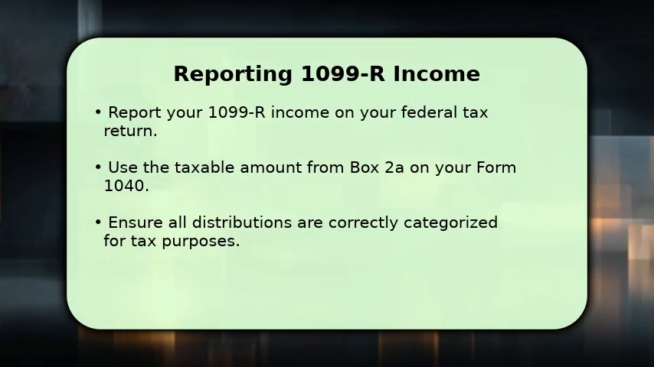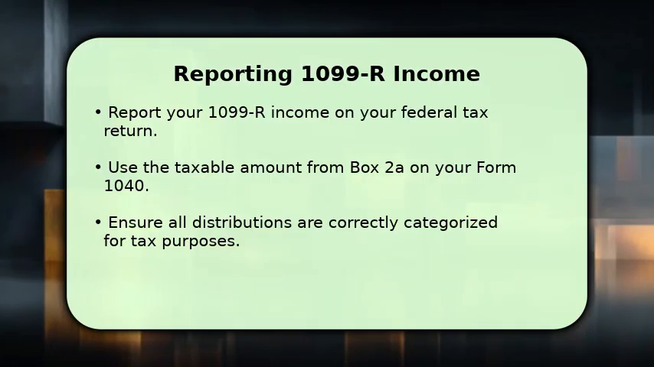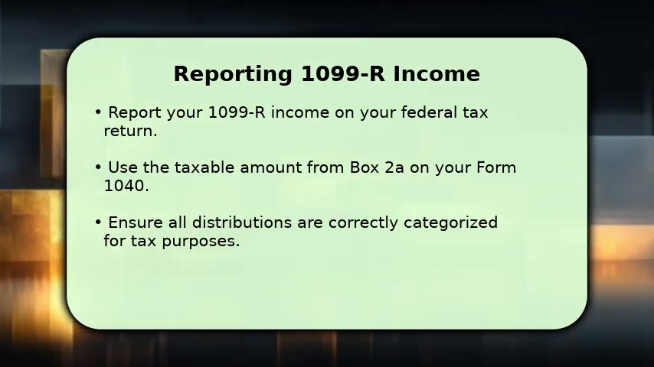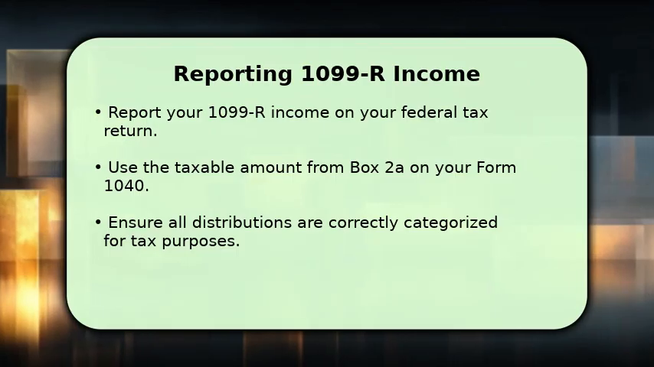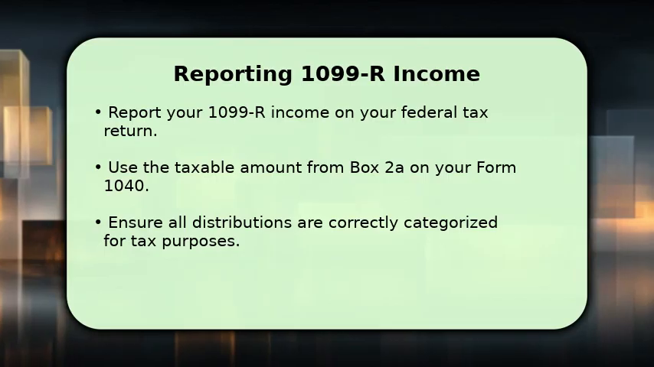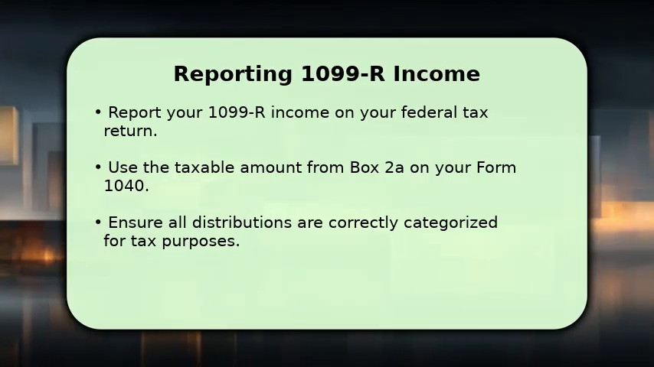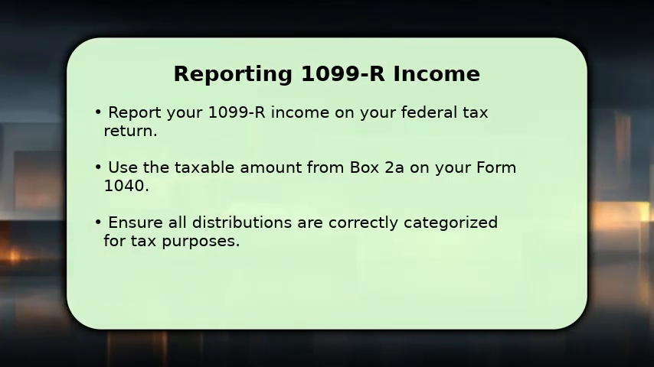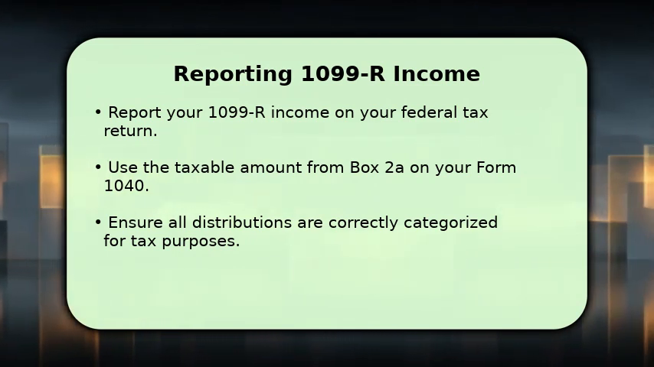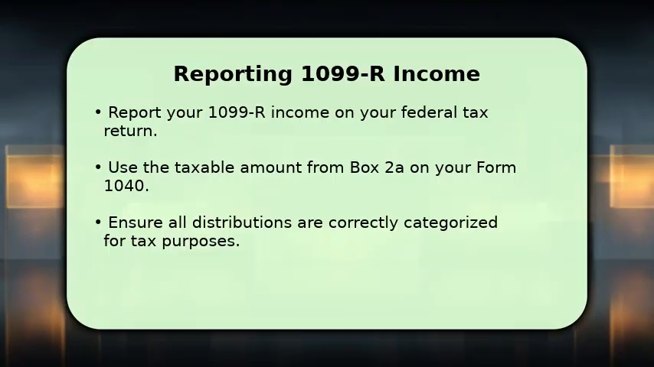Now, it's time to report this income on your tax return. You'll typically enter the taxable amount from Box 2A of your Form 1099-R directly onto your Form 1040. Make sure to review any distribution codes in Box 7, as these indicate the type of distribution and can affect how it's taxed. Accuracy here is key to avoiding issues.